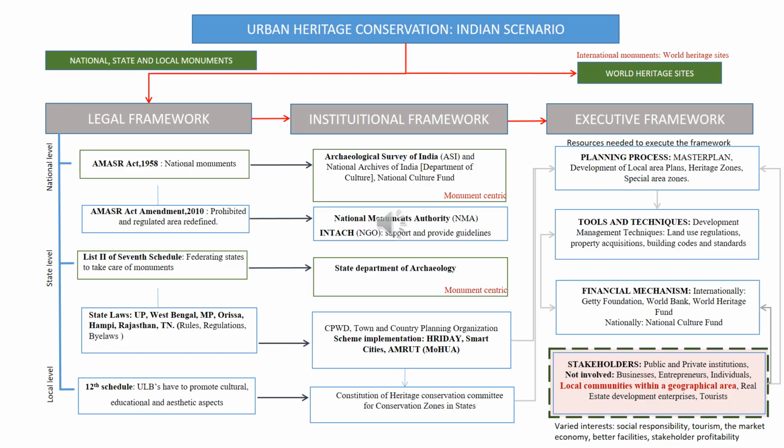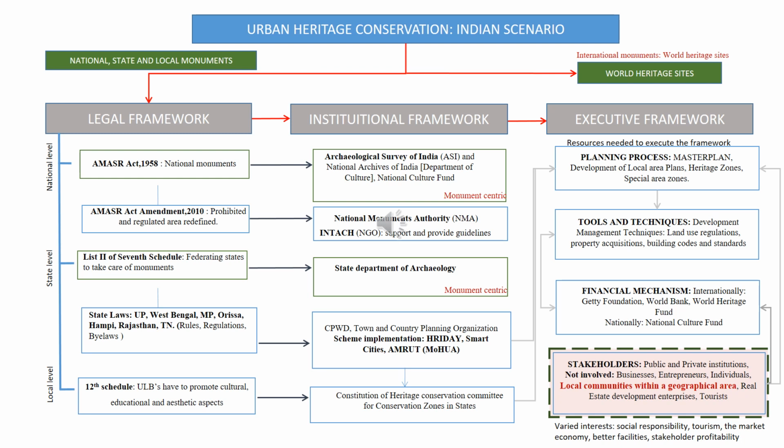The urban heritage conservation framework in the Indian scenario can be delineated as the legal, institutional, and executive framework. As part of the legal framework, we have the national level, the state level, and the local level. The Amritsar Act at the national level, the list 2 of the 7th schedule at the state level, and at the local level the 12th schedule, where urban local bodies have to promote cultural, educational, and aesthetic aspects.